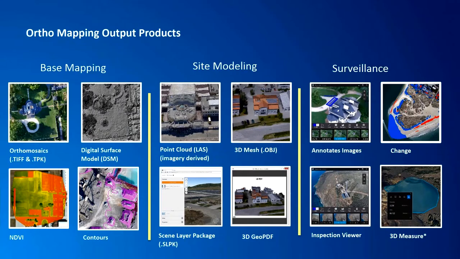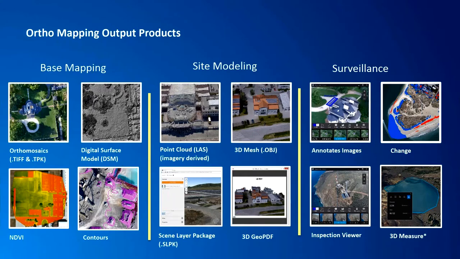Let's take a look at the different ortho mapping output products. I talked about them probably in enough depth before, but this gives you an idea of the full range of different things that can be processed and collected either in Drone to Map or the ortho mapping workflow. We have our base mapping data. We've added the ability to do different types of measurements as well. So we can do 3D measurements, change detection, volumetric measurements as part of the 3D processing. And of course, all this very advanced site modeling and 3D modeling.